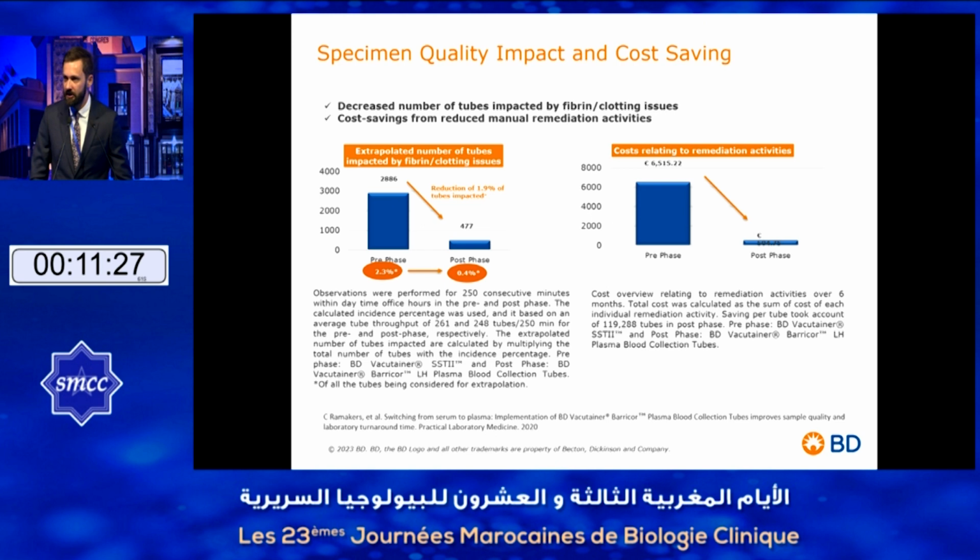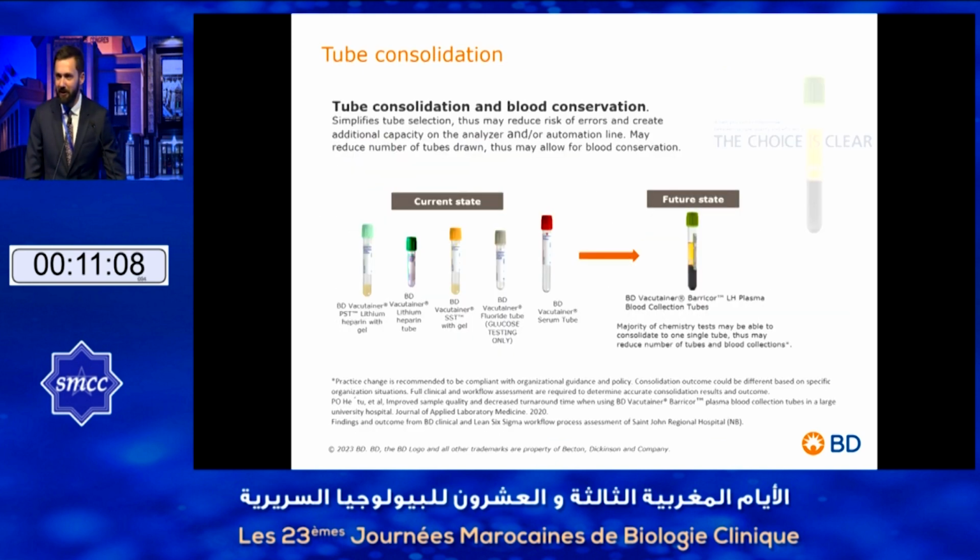As you can see, there are a lot of studies showing that this heparin technology with mechanical separator decreases the number of tubes impacted by fibrin and definitely decreases costs related to remediation activities. Also, it's a completely different separation technology. It gives us, at the end of the separation process, a completely different quality of plasma with less cellular presence, so less presence of white blood cells, red blood cells, and platelets. That's why such plasma is compatible with even sensitive categories of tests. I would say even glucose is stable in such tubes for 18 hours at room temperature because of less cellular presence.